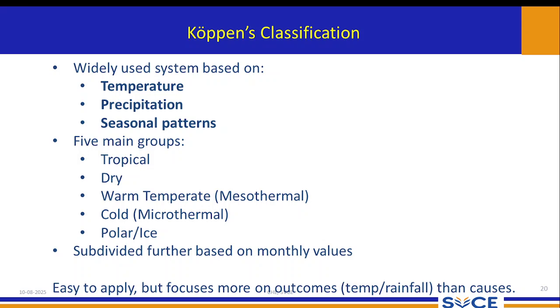And the Köppen classification is a widely used system based on temperature, precipitation, and seasonal patterns. There are five main groups: tropical, dry, warm temperate, cold, and polar ice. These are subdivided further based on monthly values. It is easy to apply but focuses more on outcomes. Okay, then causes.